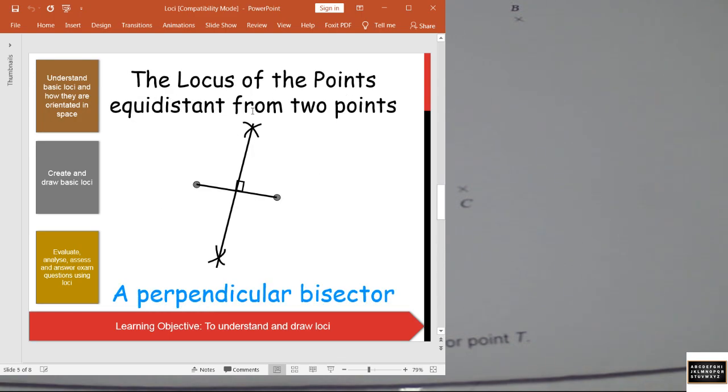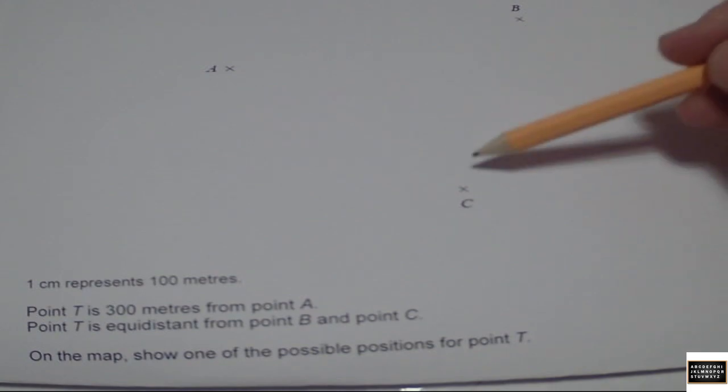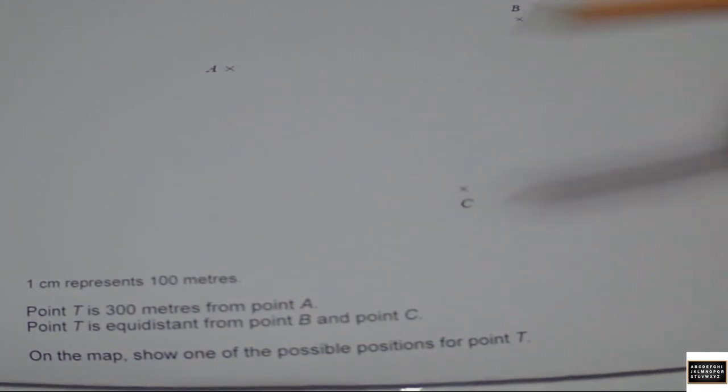Points equidistant from 2 points. That's why we're talking about a perpendicular bisector here. It's going to be a perpendicular bisector of these 2 points C and B, and then we're talking 300 meters from point A. So point A is over there. So let's do A first. So 300 meters, it says.